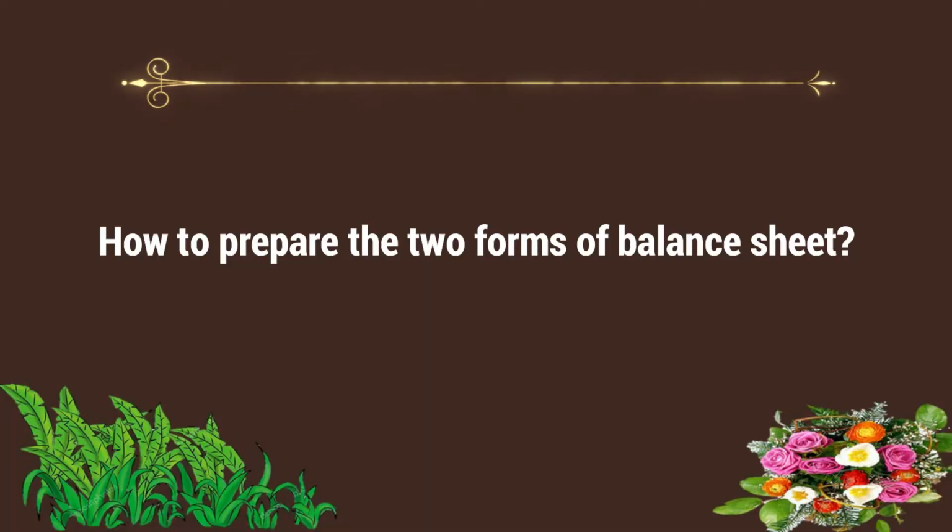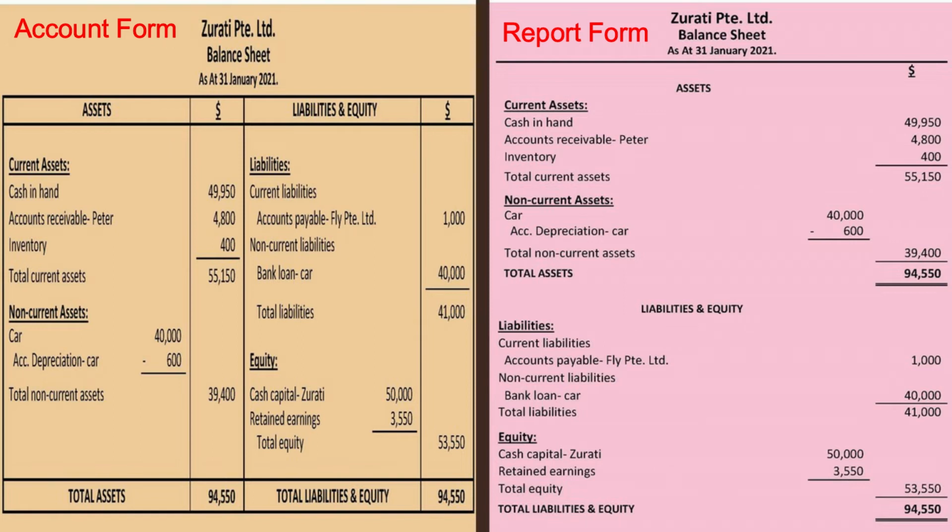How to prepare the two forms of balance sheet? A company's balance sheet can be presented in one of two ways, account form and report form, depending on the preference of those who will review the document.